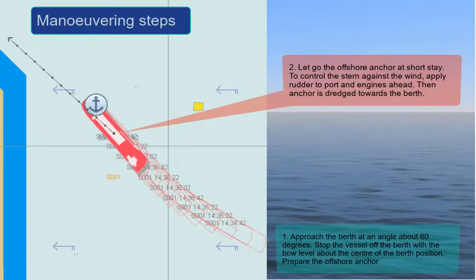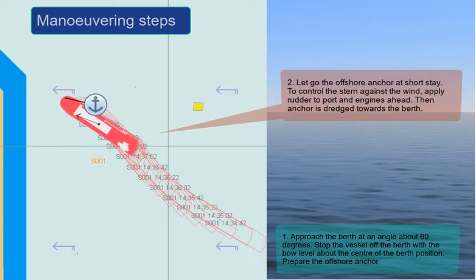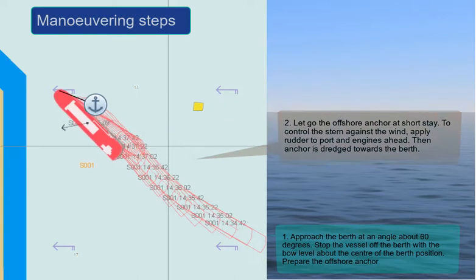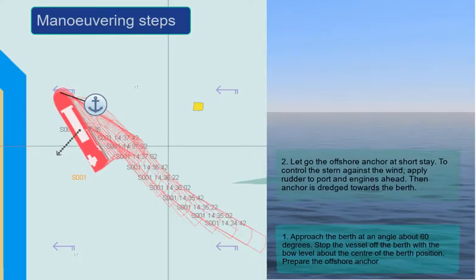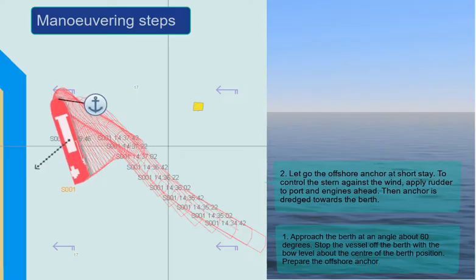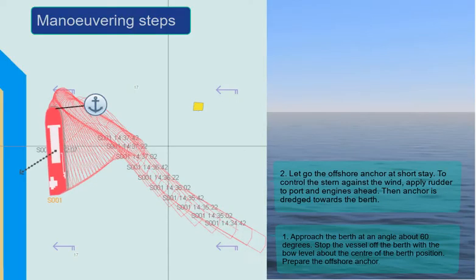Step 2. Let go the offshore anchor at a short stay. To control the stern against the wind, apply rudder to port, which means the leeward, and engines ahead. Then the anchor is dredged towards the berth.